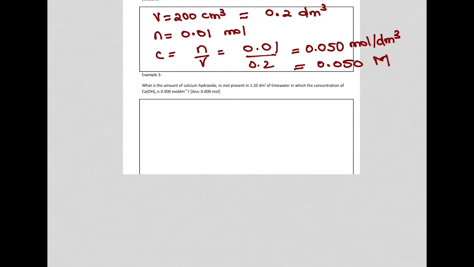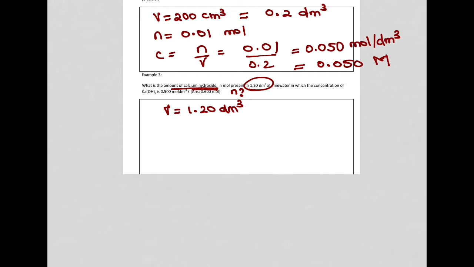So let's see this one. You have to calculate the amount of calcium hydroxide in moles, so you need to find n. You are given 1.2 dm³. So volume is provided, 1.2 dm³. It's already in dm³, so no conversion needed.